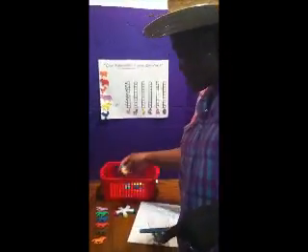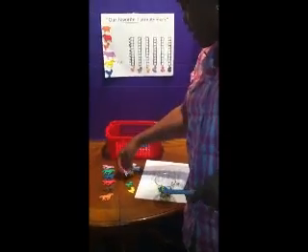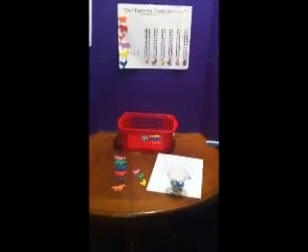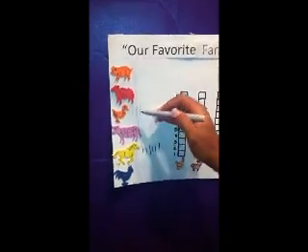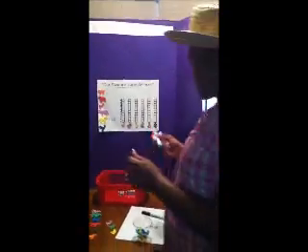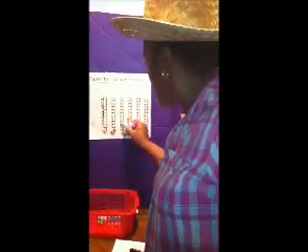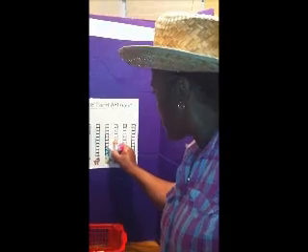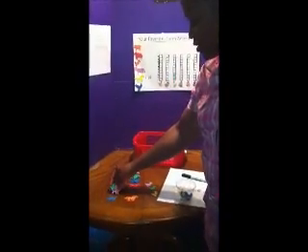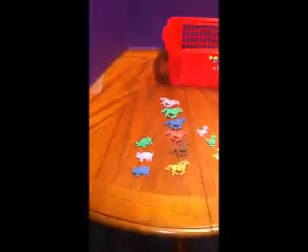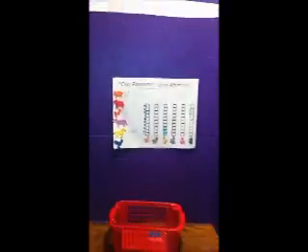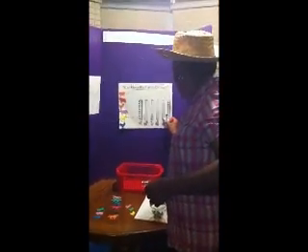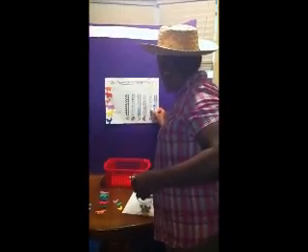Then we have the ducks, and there are 3 ducks. So we're going to write our tally marks for the ducks. 1, 2, 3. I'm going to color in for the ducks. 1, 2, 3. Okay. Then I'm going to count the pigs. 1, 2, 3. Make our tally marks for the pigs. 1, 2, 3. Color them in. 1, 2, 3.